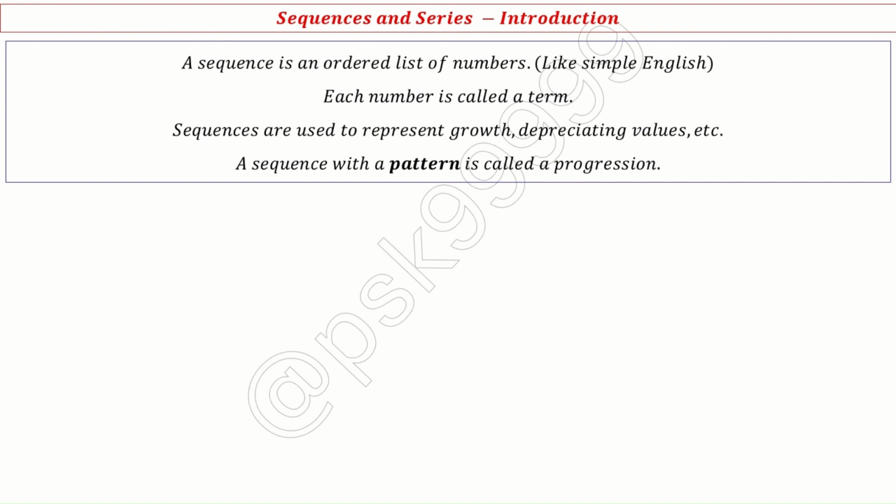A sequence with a pattern is called a progression. A sequence can be anything, the rule can be simple, any rule. But when you have a proper rule set, then it's called a progression. Example: 1, 2, 3, 4, 5, 6, 7, 8. It's a sequence as well as a progression, because there is a common difference of one between any two consecutive numbers. So it's a progression also.